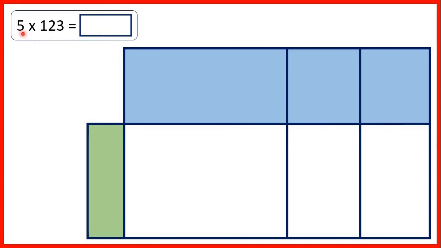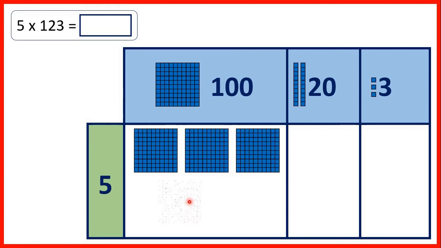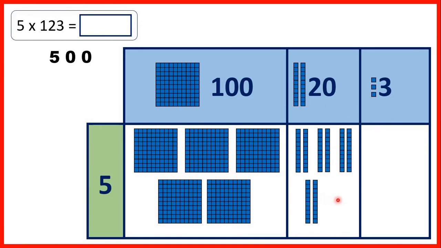So first we had 5 times 123. We wrote 5 on the left and 100, 20 and 3 on top. Now for this box here, we needed 5 hundreds, so we can show a 100 block 5 times, and that gives us 500. Now here, we needed 5 lots of 20, so we can show 2 ten blocks 5 times, and that gives us 10 tens altogether, which is the same as 100.